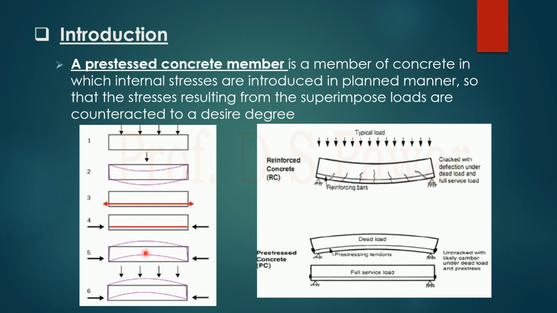The beam is going to act like this, and after this we take this beam on site and place it, and then we apply the superimposed load on the beam. When we apply the superimposed load, those loads are counteracted to the desired degree. Because the shape is already like this, if you apply the load there is no deflection or no bending moment. And if there is no bending moment and no deflection, this beam is not going to crack.